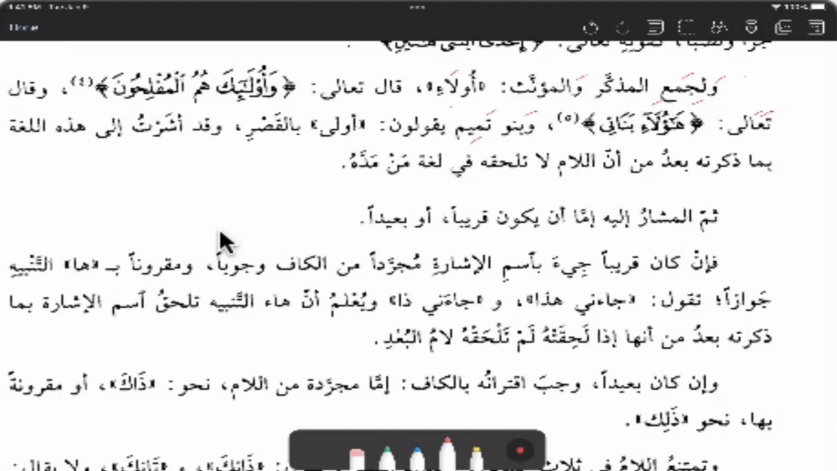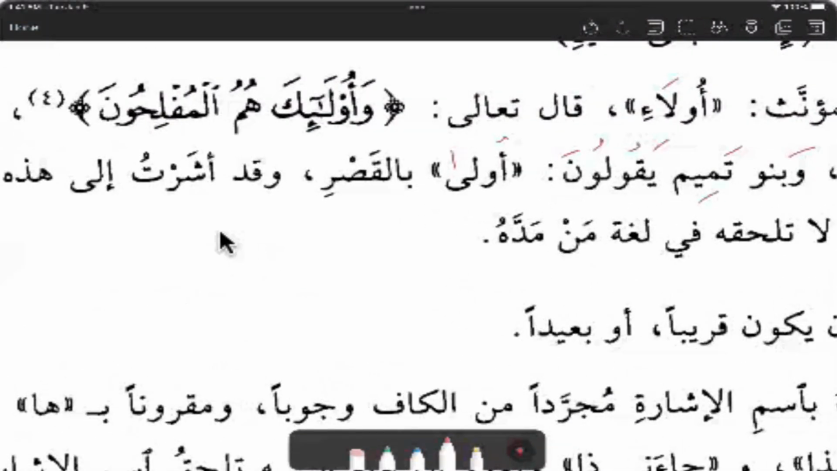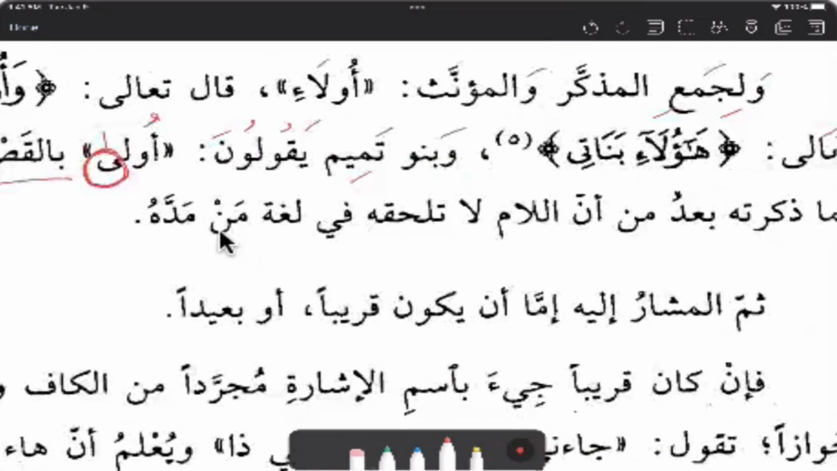وَبَنُو تَمِيمٍ يَقُولُونَ أُلَى. And the clan of Tamim, they say Ula, bil qasr, shortened. That means without a hamza after the alif. Here's the alif, alif written like a ya. There's no hamza after it, so that's called maqsoor, an alif without a hamza after it. So when it has alif after it, it's called mamdud, extended, not shortened.